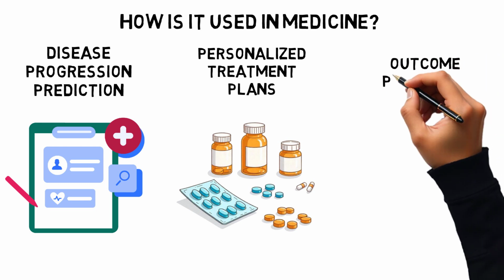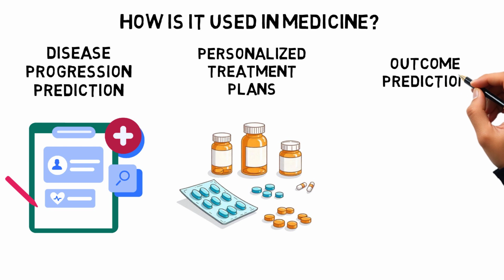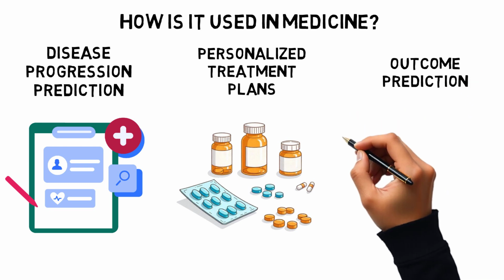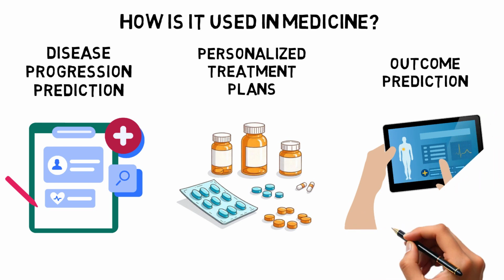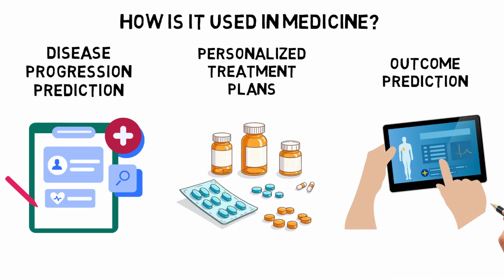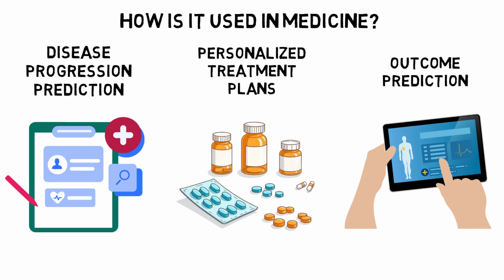Outcome prediction. Instance-based learning can also be applied to predict the outcomes of treatment. For example, if a patient has received a certain treatment in the past and has a similar medical history to another patient who had a specific response to the treatment, the system can predict the likely outcome based on the comparison.